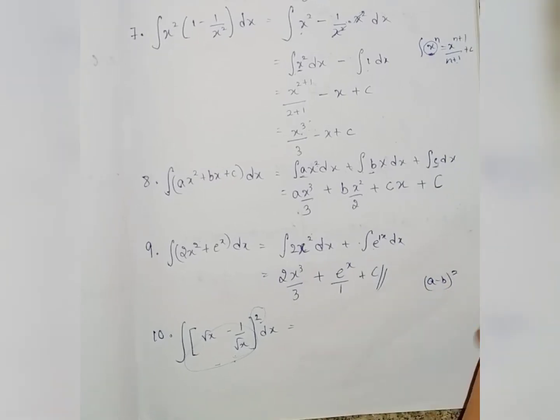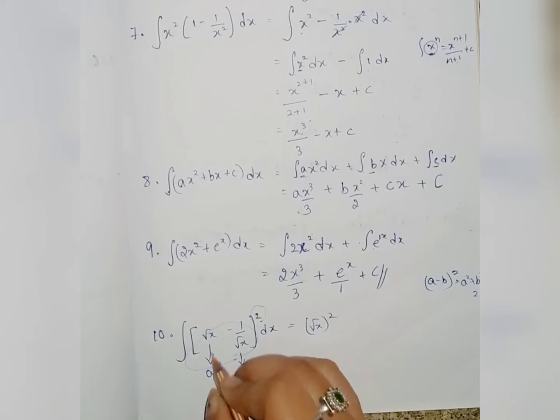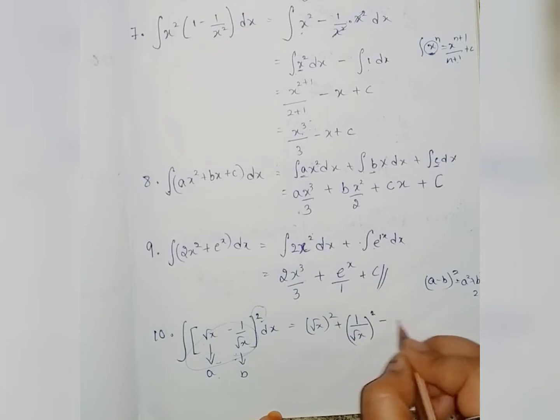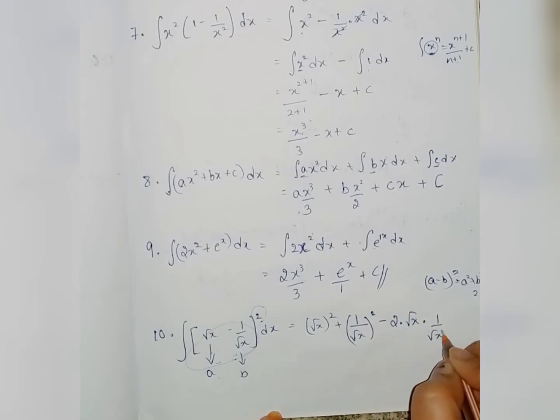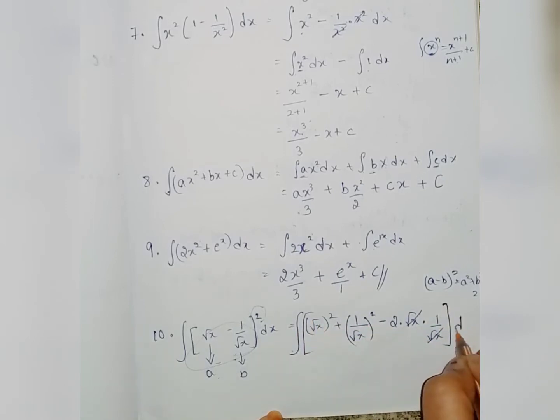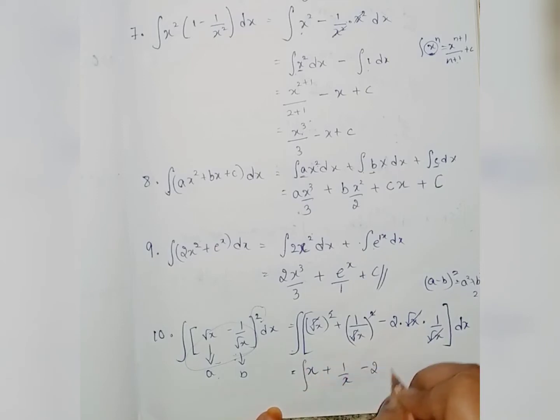Here we can use this, right? a minus b the whole square is a square plus b square minus 2ab, where this is a and this is b. So a square is root x the whole square, plus b square is (1 by root x) the whole square, minus 2 into a, which is root x, into b, which is 1 by root x, and these cancel. Integration we have to keep as it is, dx also is written. The square root gets cancelled, we get x. Square root cancels, 1 by x minus 2 dx.